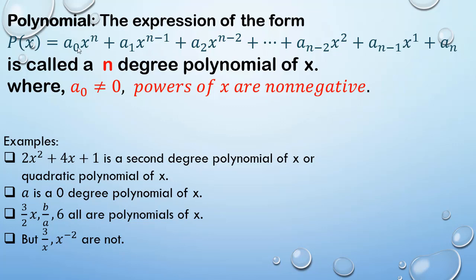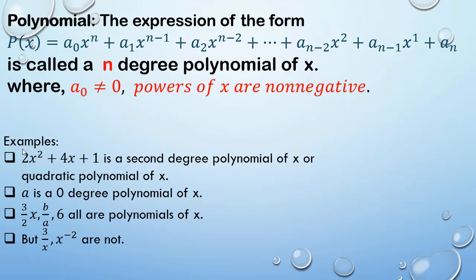Okay, and the leading coefficient. What is the leading coefficient? The coefficient of the highest powered variable is called the leading coefficient. It also won't be 0. So any expression of this form is a polynomial. Actually, it's a single variable polynomial. It's the polynomial of x. So we can express it as p of x. The highest power is called the degree of the polynomial. Let's see the examples.